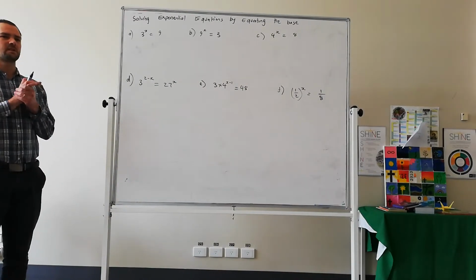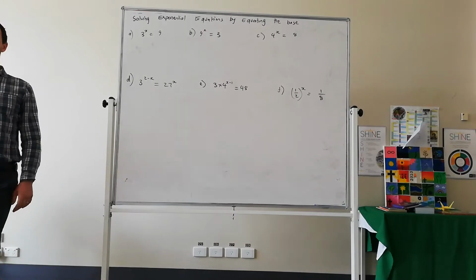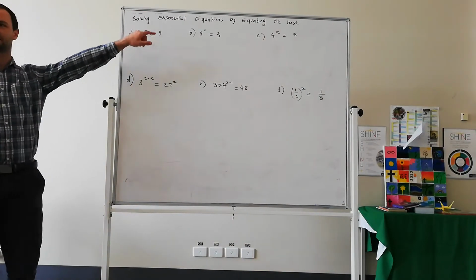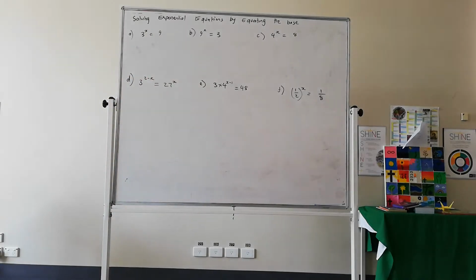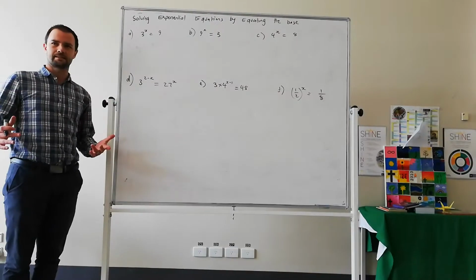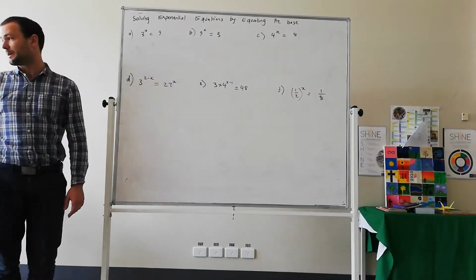So, what we're doing is we're solving exponential equations. An exponential equation is one where the variable, the x, is an exponent, hence solving exponential equations by equating the base. That means we need to write them with the same base.